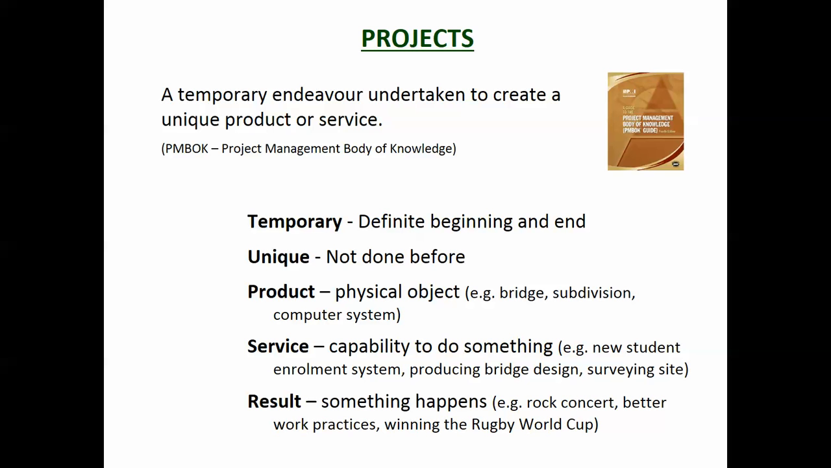And a result is something happens. So it might be that your project is to plan a rock concert, and at the end of it, you have a rock concert. So the deliverable is the rock concert. So it's a result. Or you institute a company-wide scheme to make people better, more skilled. So the result there is that people are more skilled. You are doing a project at present which is to get a degree, so the result is that you become a qualified engineer or whatever it is. So those are the three different types of deliverable, if you like: product, service or result. As I said, those three are all deliverables.